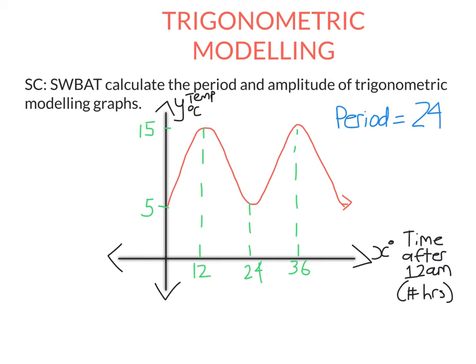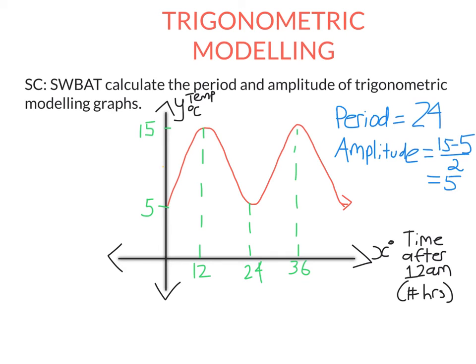Remember, the amplitude is the distance from the mean position to the maximum or the minimum. So here we have the maximum is 15 and the minimum is 5. The distance between the maximum and the minimum is 15 minus 5, which is 10. To find the amplitude, we divide that by 2. So the amplitude here is actually 5.